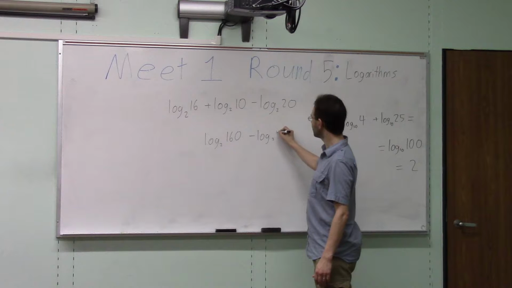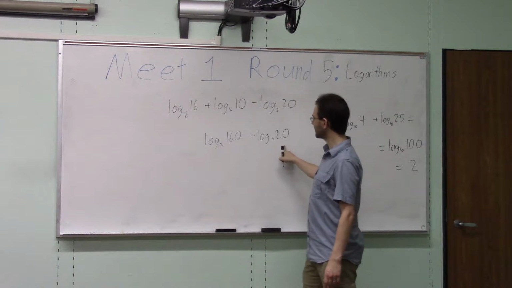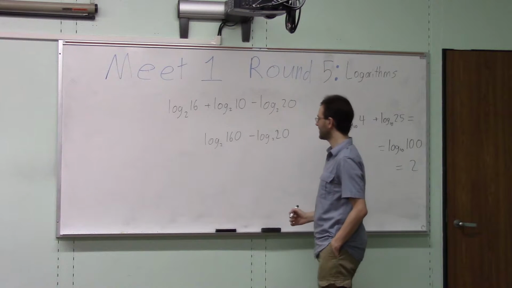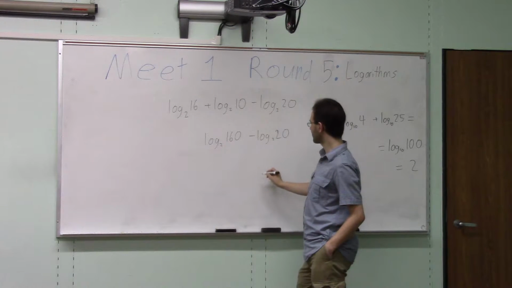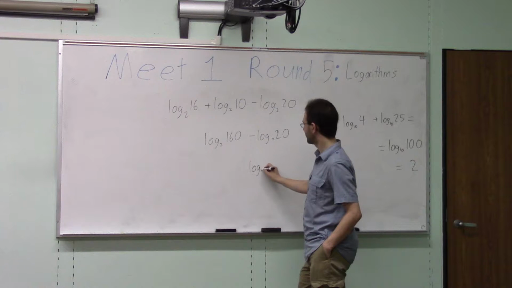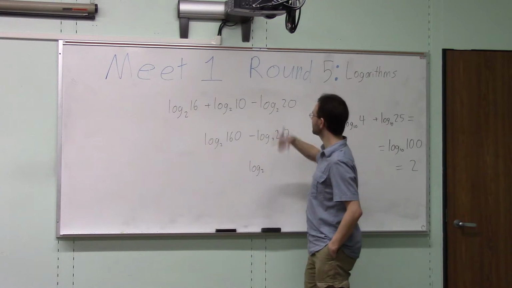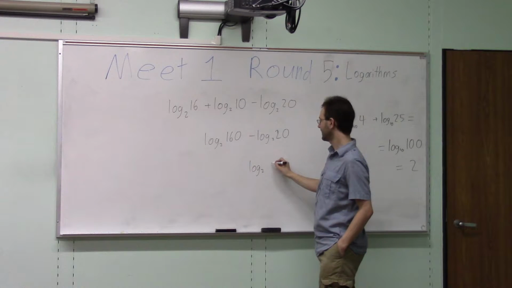I don't know how many 2's there are in 20, but if I subtract the number of 2's in 20 from the number of 2's in 160, that is going to be the number of 2's in the quotient. Now what's the opposite? Addition you multiply, so subtraction you divide. Divide them, you get 8.